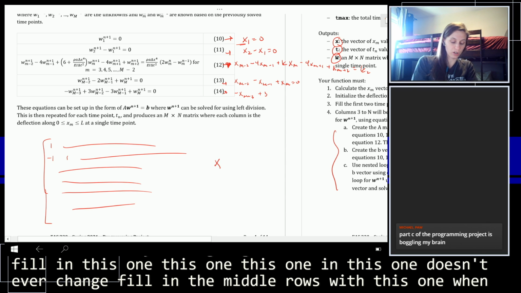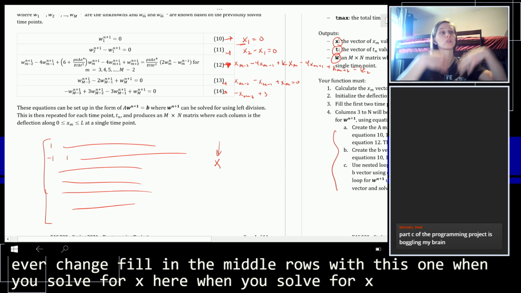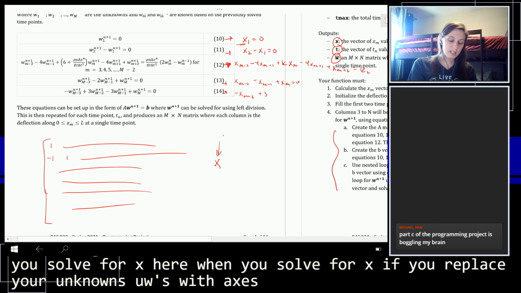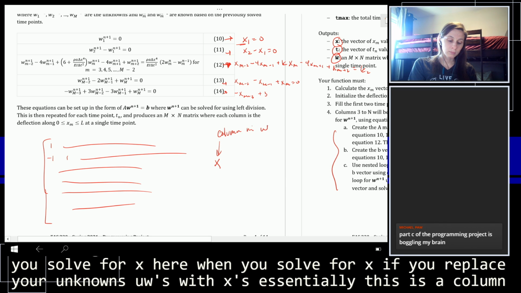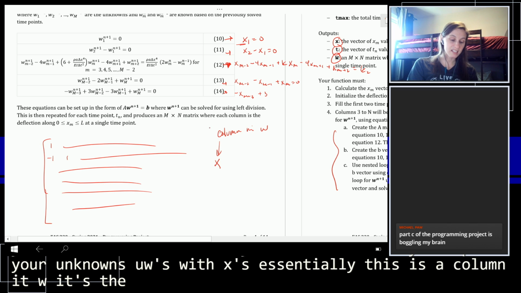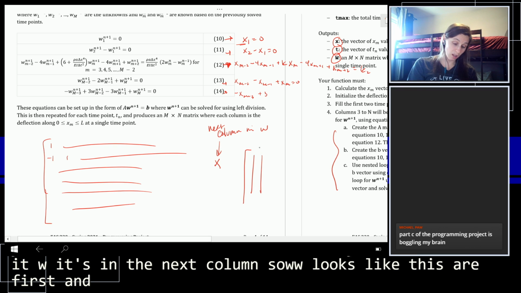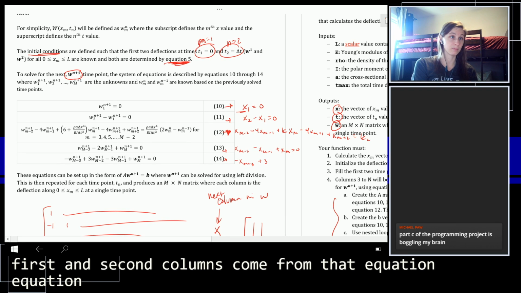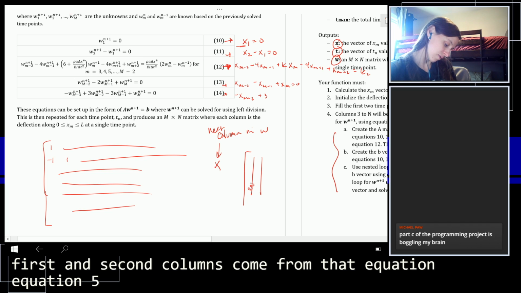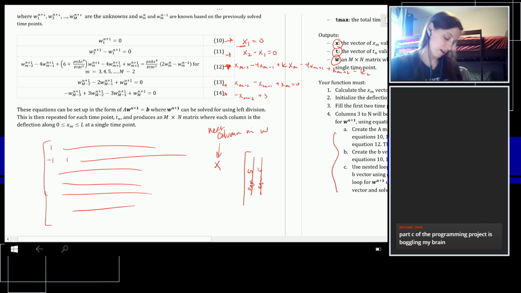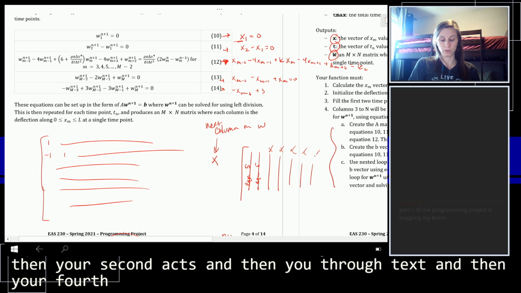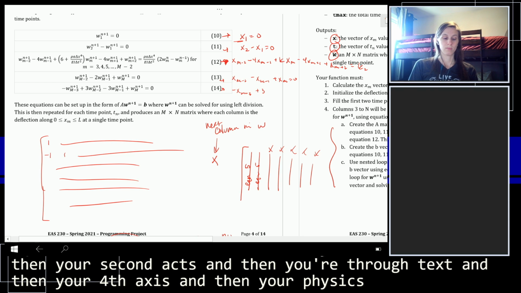When you solve for x here, if you replace your unknowns, your w's, with x's, essentially this is a column in w. It's the next column. So w looks like this. Our first and second columns come from equation 5, and then here's your first x, and then your second x, and then your third x, and then your fourth x, and then your fifth x. So that's your A matrix.